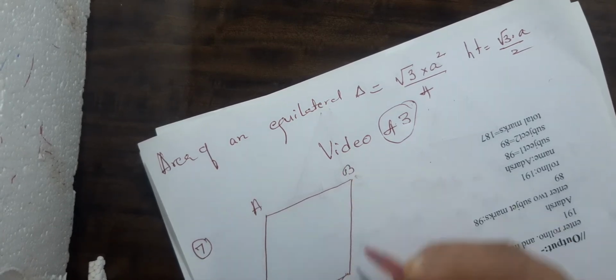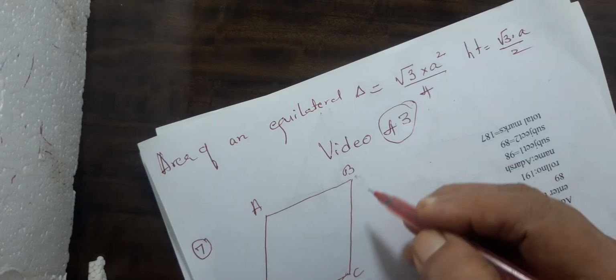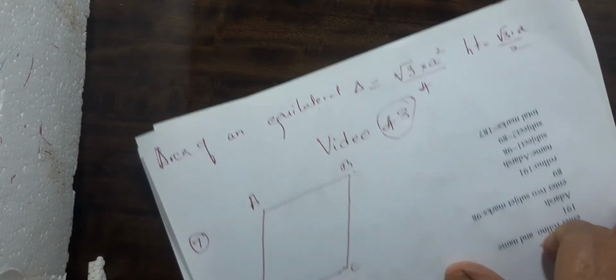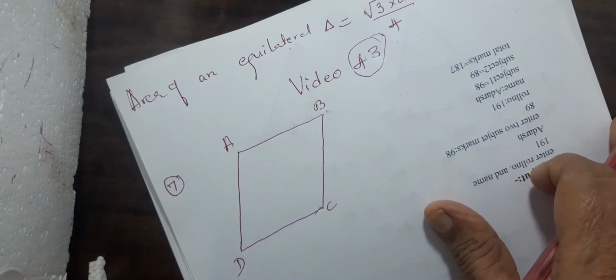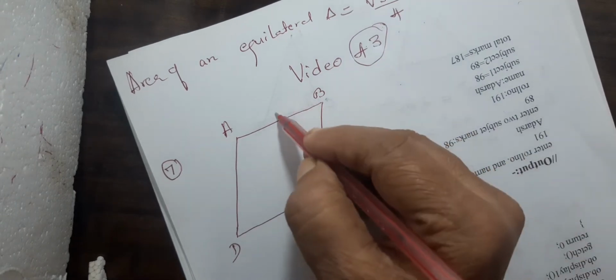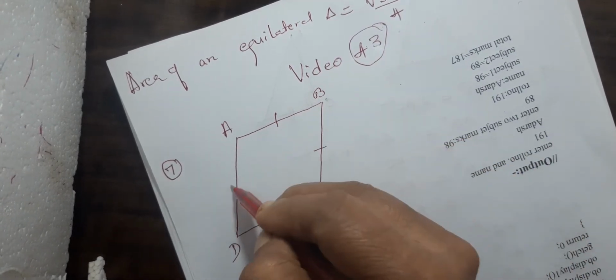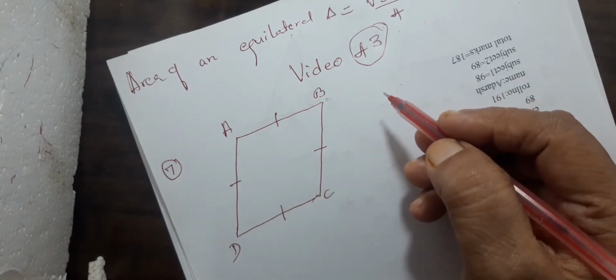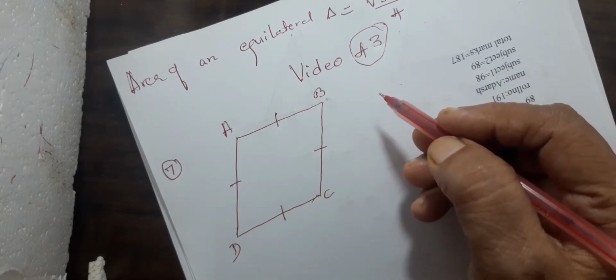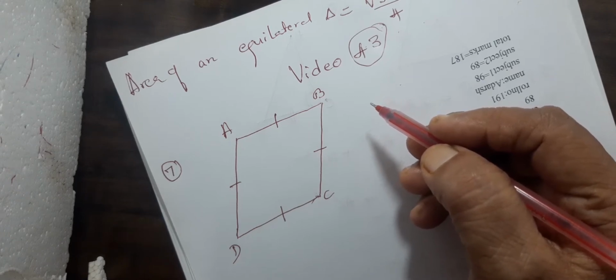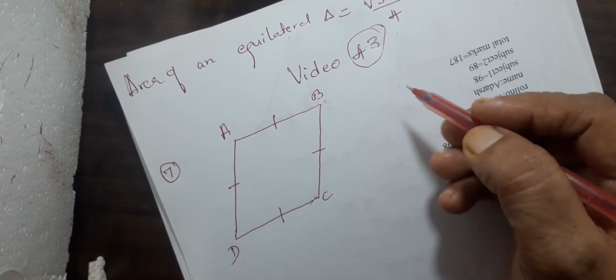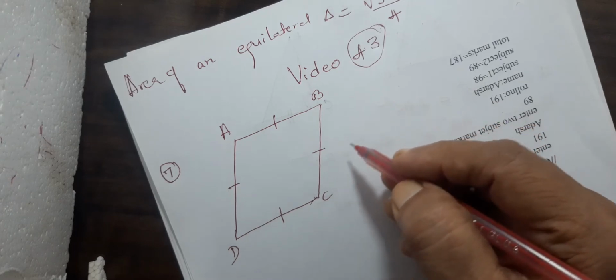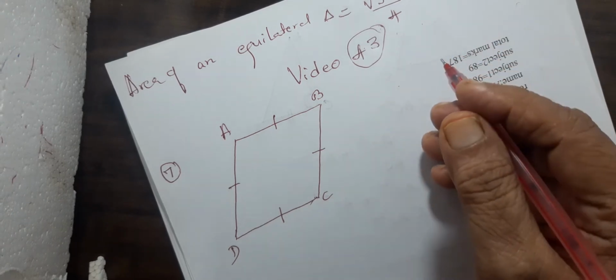So ABCD is a rhombus. You should know the special character of this rhombus. All four sides are equal, just like a square, but it's not a square. You know why it's not a square? Though its sides are equal, their angles are not 90 degrees. That is the reason. So now this is quite an important sum actually.